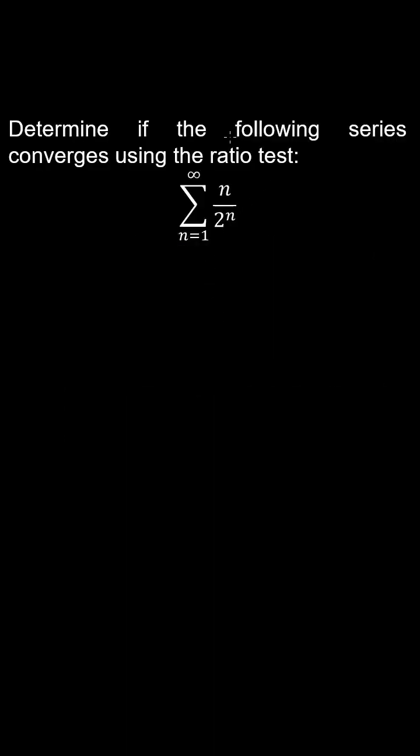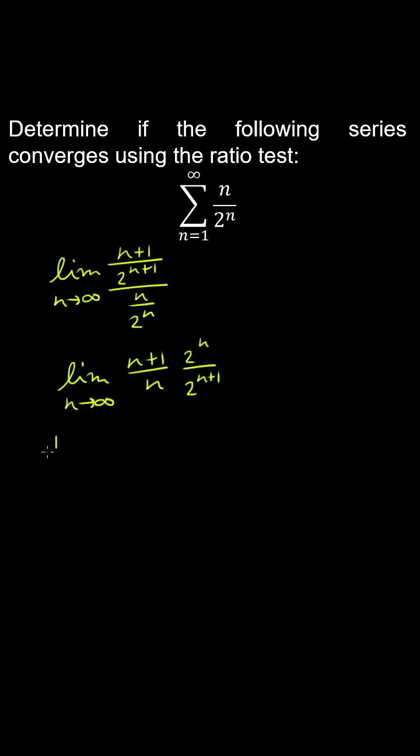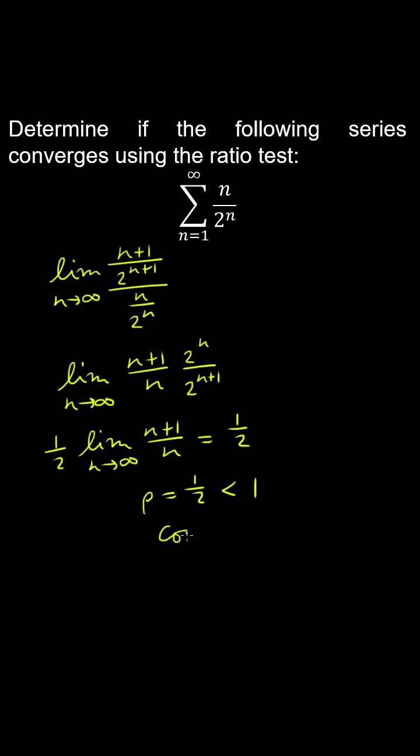Let's use the ratio test to determine if this series converges. So we take the limit as n goes to infinity of the ratio of the next term in the series to the current term in the series. And doing a bit of algebra, we can write this as follows. And the second term is 1/2, so we can write the limit as follows. And therefore the limit evaluates to 1, so we obtain 1/2. And because this value is less than 1, then the series converges by the ratio test.